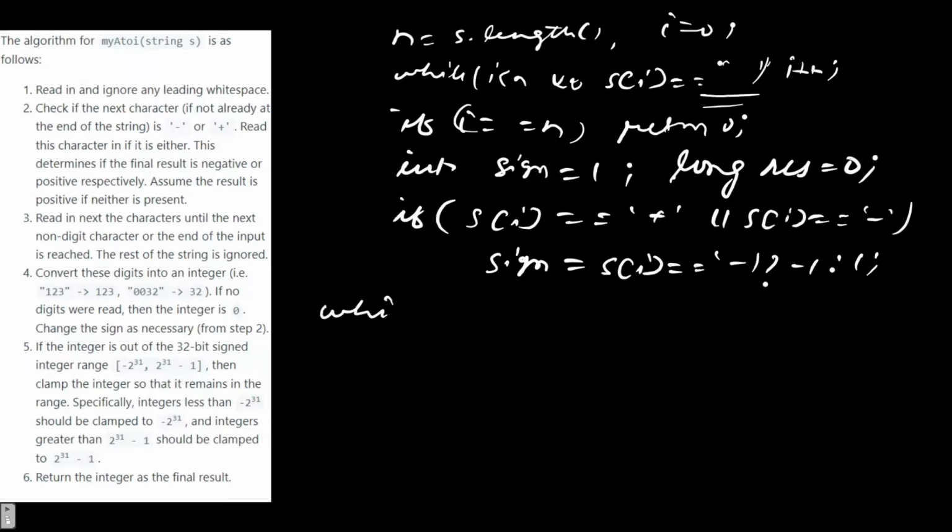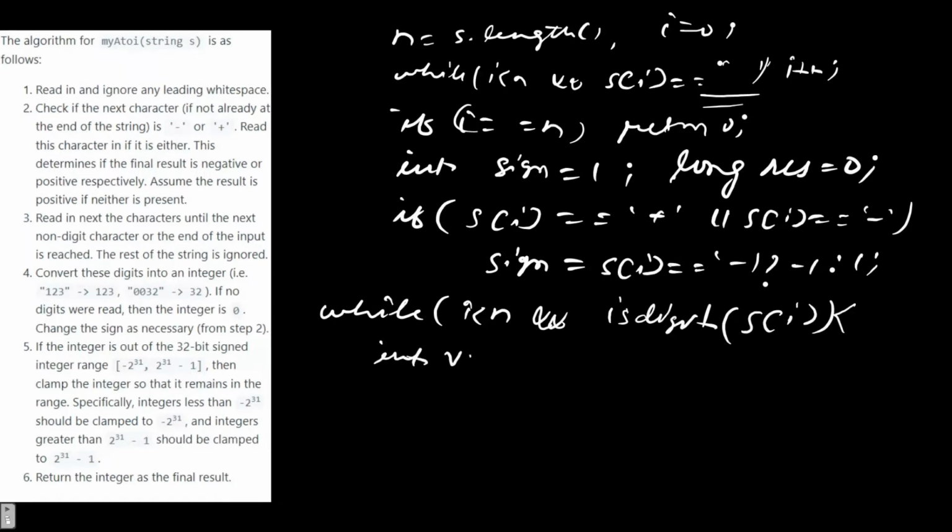Now we have to calculate our result. We will run a while loop for that, which goes until our current index is less than n and the current character is a digit. Then we will compute the current value. How can we do that? We can do that by s[i] minus '0'. By doing this we will be able to get the current value.